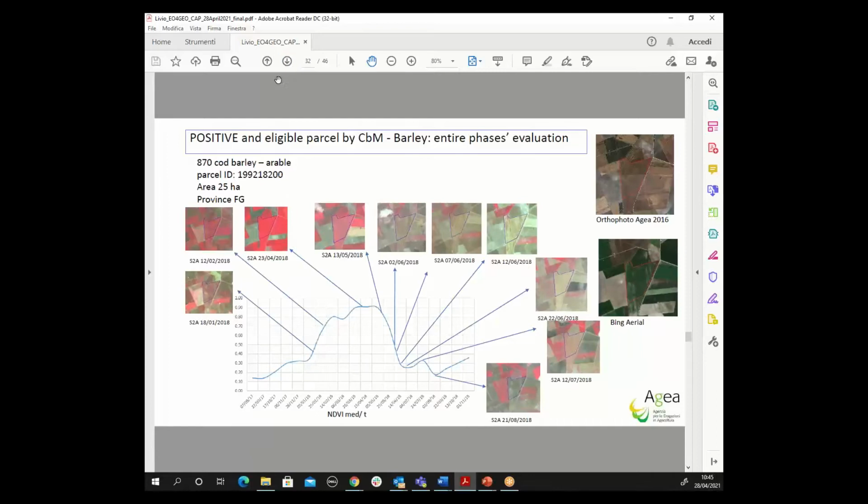Just to demonstrate what the satellite can automatically see. That is a barley field. You can see the growth in the figure and also in the curve: the start, the growing gradient of the indexes, then the maturation and the harvest.